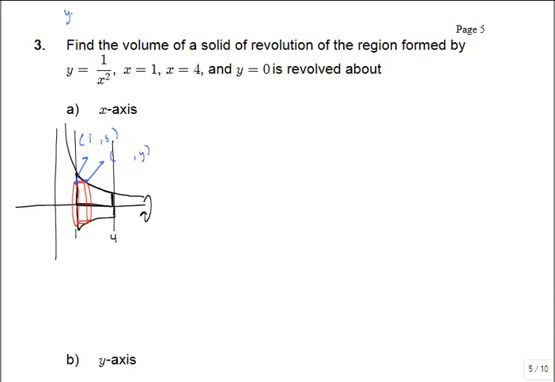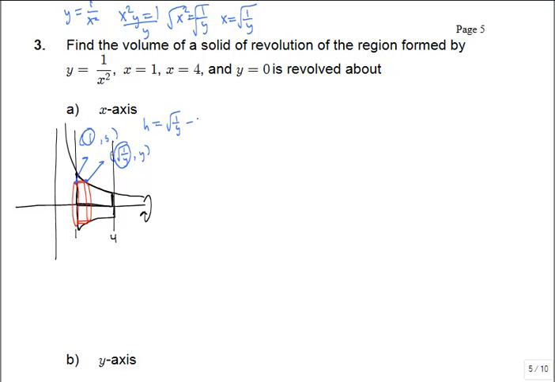So I would need to take y equals 1 over x squared, and I would need to solve that for x. So if I multiply both sides by x squared to get rid of my fraction, divide by y, and then take a square root of both sides, I'm going to take the positive square root because we're in quadrant 1, then the x coordinate of this point is square root of 1 over y.